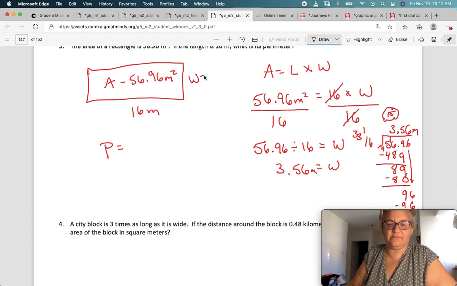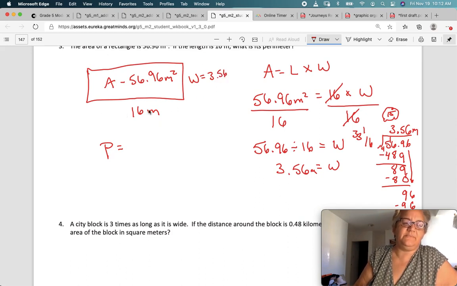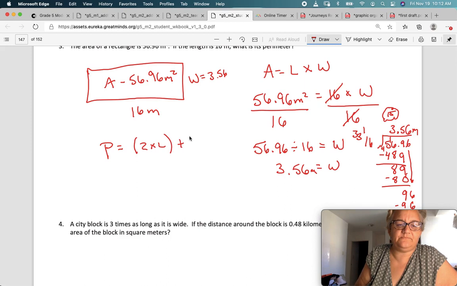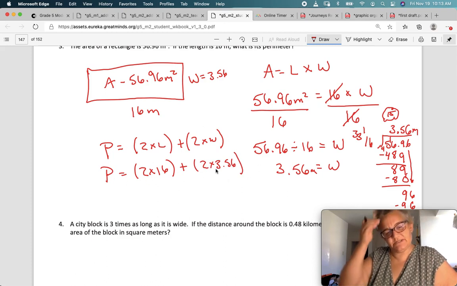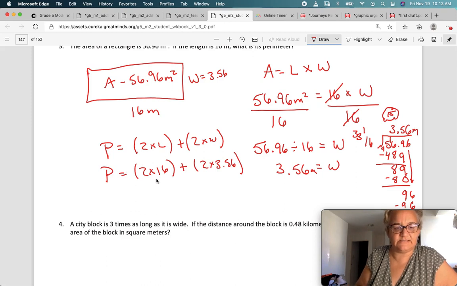Now, if I know that W equals 3.56, I can find the perimeter, because perimeter is 2 times the length plus 2 times the width. Okay, now I can add those numbers. Perimeter equals 2 times 16 plus 2 times 3.56. I like to write my expression in a full equation so I can see what I'm doing, even if I have to do my work on the side.